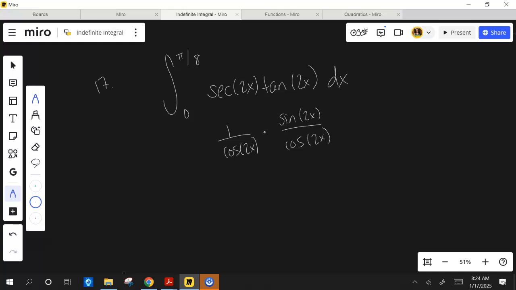Flip what? Make what negative? I've not done antiderivative yet. You don't know secant tangent.